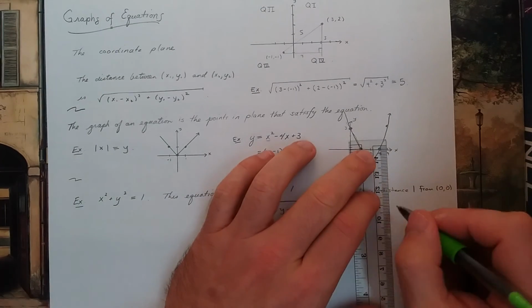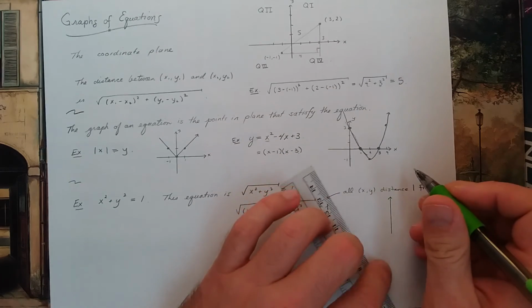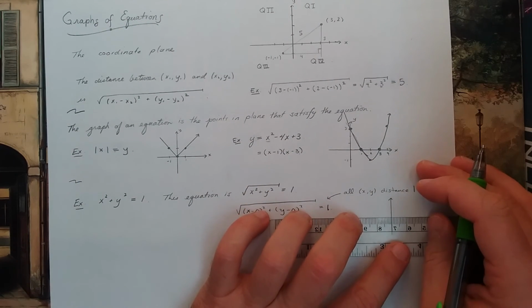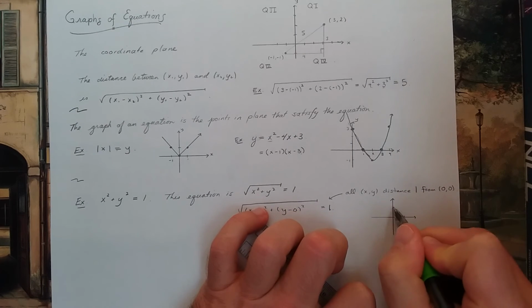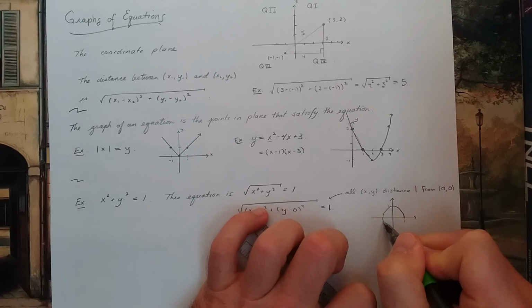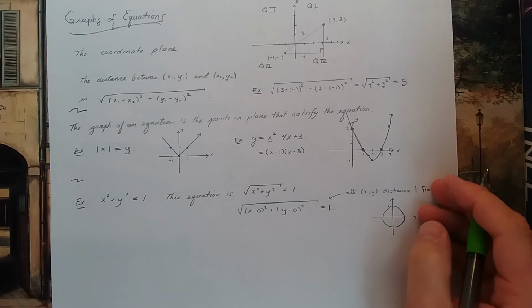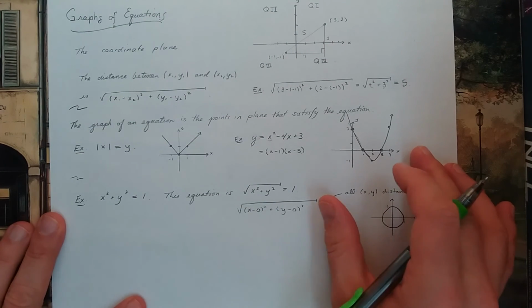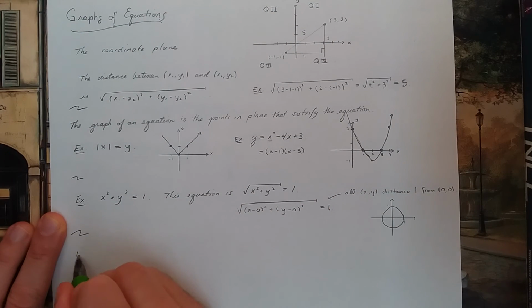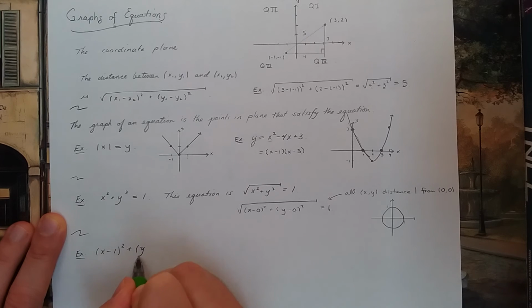What points are 1 unit away from 0, 0 at all times? Well, that's got to be a circle. So here's 1. Here's 1. Graph of a circle. Let's finish this video with one other example of what a circle's equation might look like. So how about x minus 1 squared plus y plus 2 squared equals 9.